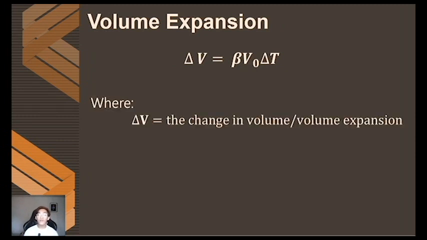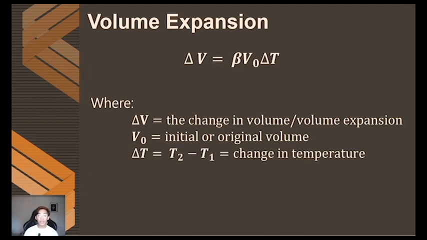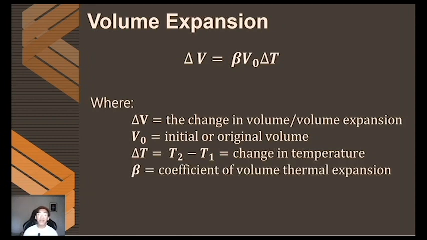Mathematically, we can express the relationship between the volume expansion, delta V, the initial volume, the temperature change, and the proportionality constant of the type of material in this equation, where delta V is equal to beta multiplied by V sub 0 multiplied by delta T. Delta V is the change in volume, V sub 0 is the initial or original volume of the material, delta T is equal to T sub 2, the final temperature, minus T sub 1, the initial temperature, or just the change in temperature, and beta represents the proportionality constant, or the coefficient of volume thermal expansion.